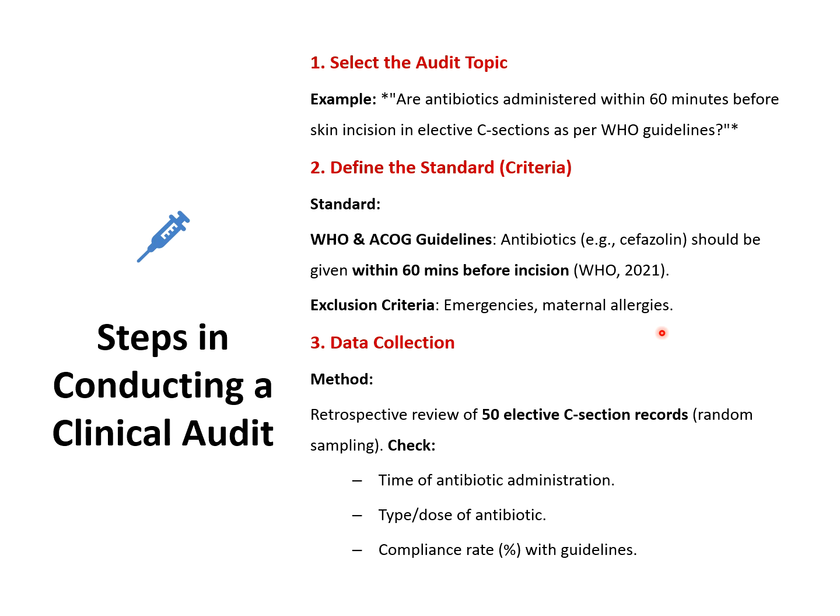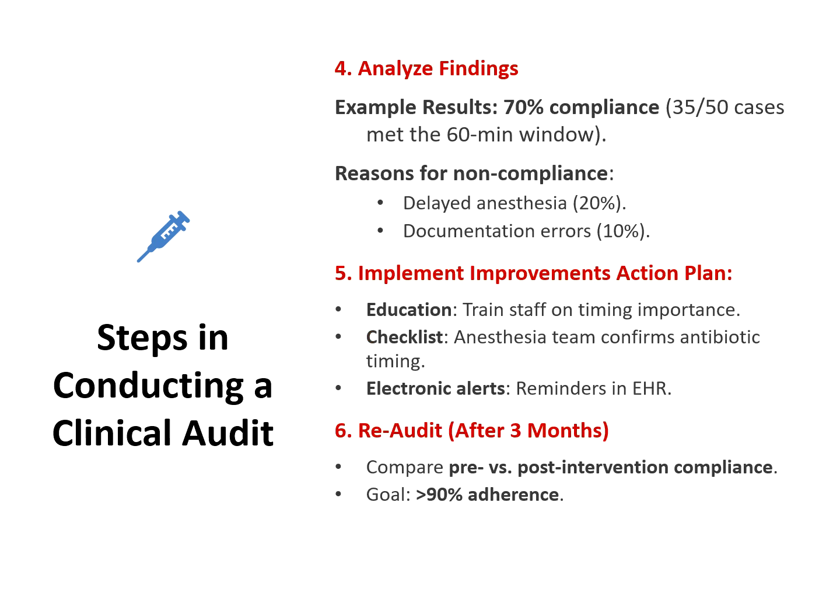They will be excluded. For data collection, the method will be a retrospective review of 50 elective C-section records. Random sampling will be done, and what we check in the records will be the time of antibiotic administration, the type and dose of antibiotic, and compliance rate with guidelines. So these three things can be noted down from the files. And now the fourth step is to analyze the findings.